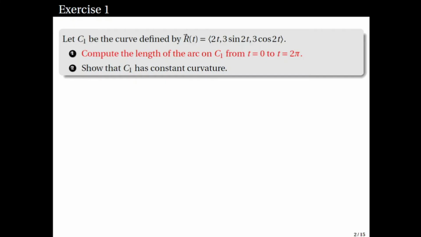For the first exercise, we are given a curve C1 defined by the vector function r with components 2t, 3 sine 2t, and 3 cosine 2t. For 1, we are asked to compute the length of the arc on C1 from t equals 0 to t equals 2 pi. Before we compute for the arc length, let us recall first the formula for L.